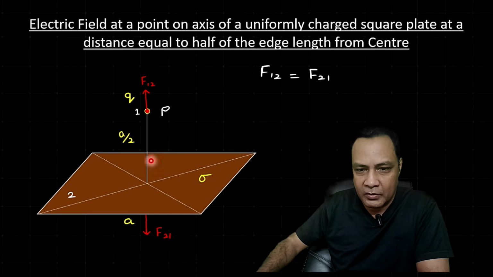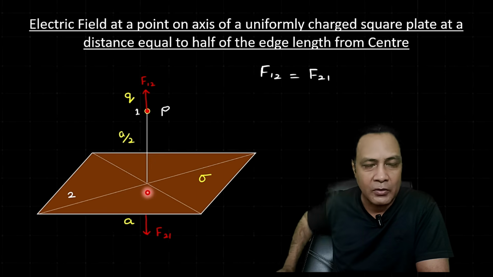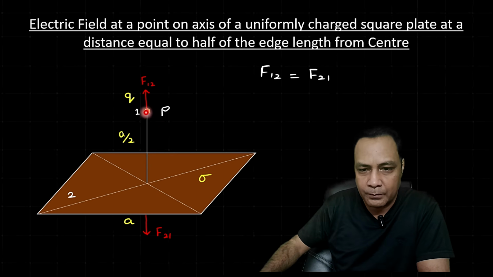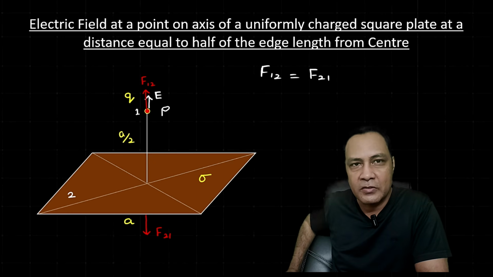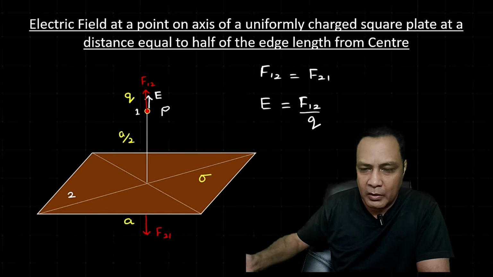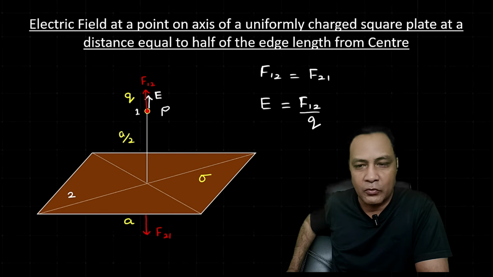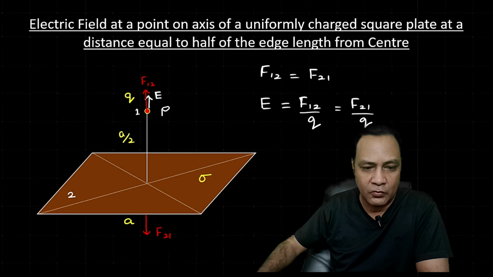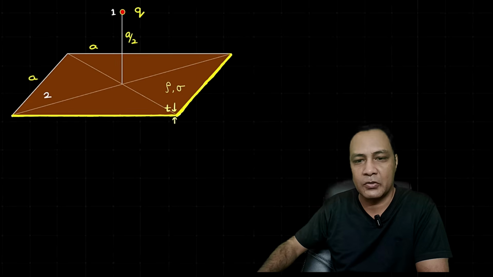So if F12 is the force by the plate on the charge, and if we place charge Q there, charge q is there. So if the electric field at P because of the plate is, say, E, then obviously E is equal to F12 divided by Q. And obviously F12 is equal to F21, so we can also write F21 by Q. Now I am going to calculate F21 first. For that, let's go to the next page.